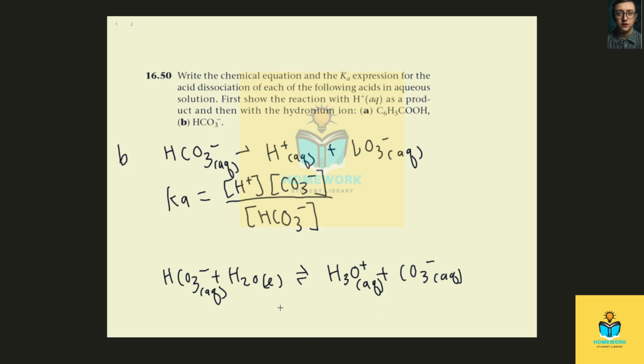And then we're doing the Ka the same way as we did before, where we have our H3O plus concentration times our CO3 minus concentration all over our HCO3 minus concentration. And remember, our water is not included in this once again because it is a liquid, and only the aqueous species are included.